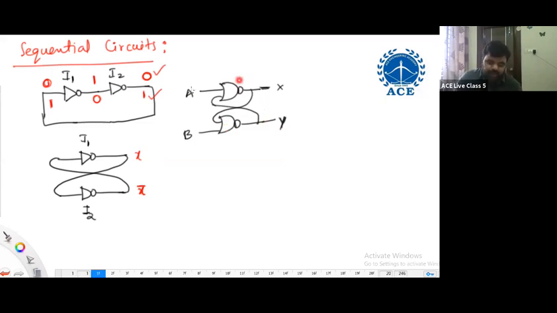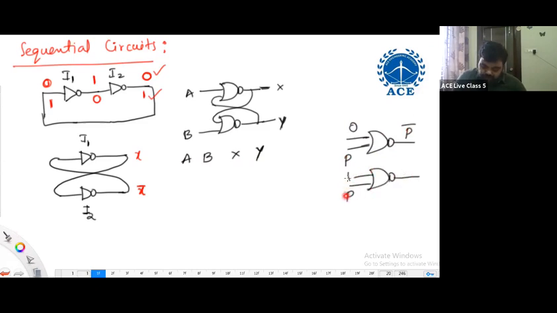Let us see once again. This is a NOR-based memory element, with A, B, X, Y. And already we know the NOR gate functionality. Understood correctly? If one input is 0, what is the output? 0 plus P whole bar, it is P bar. For this NOR gate, if one input is 1, irrespective of the other input, what is the output? 0.